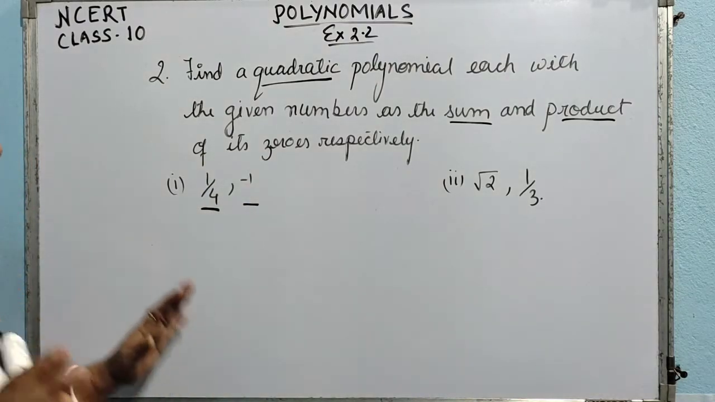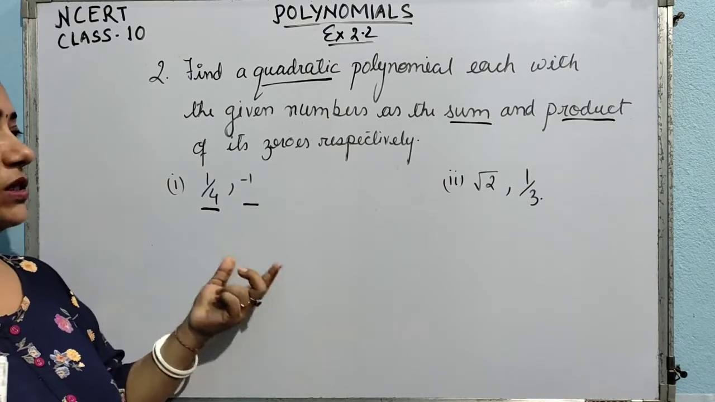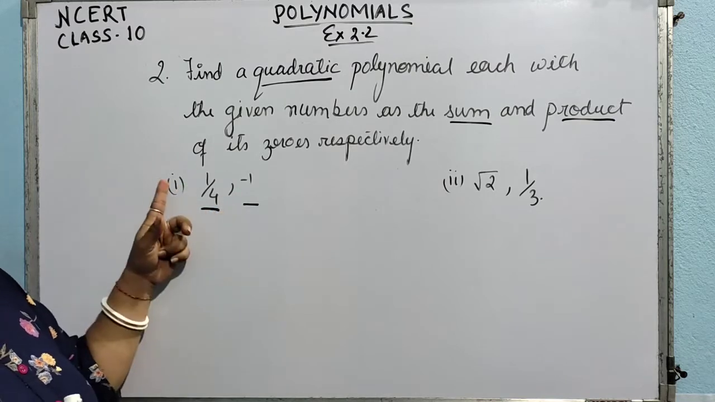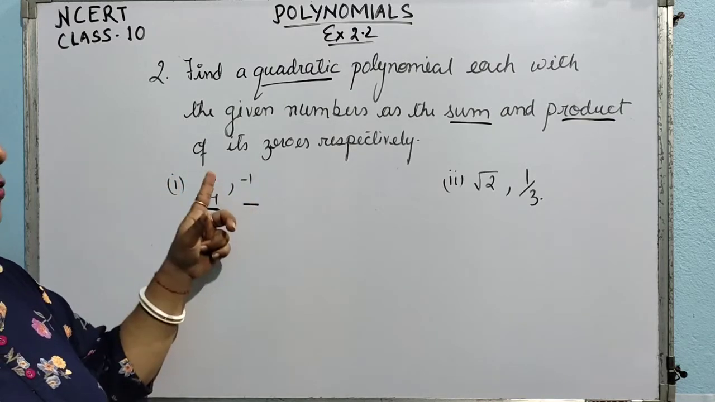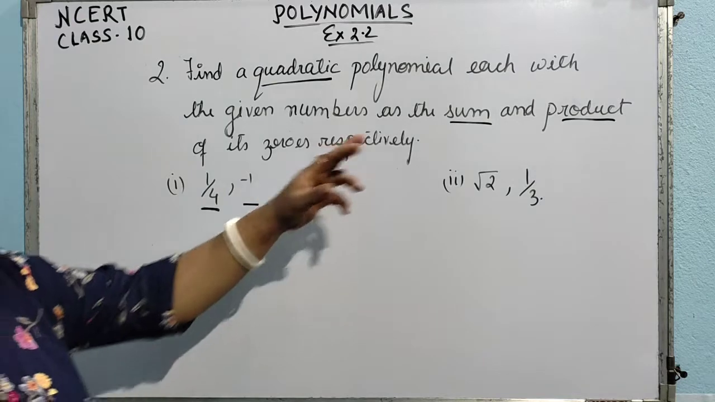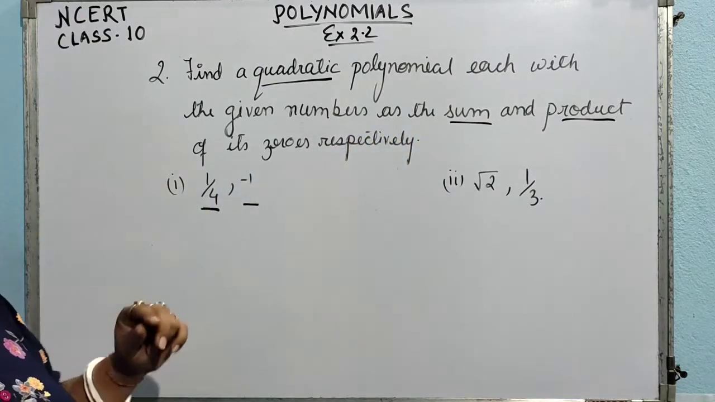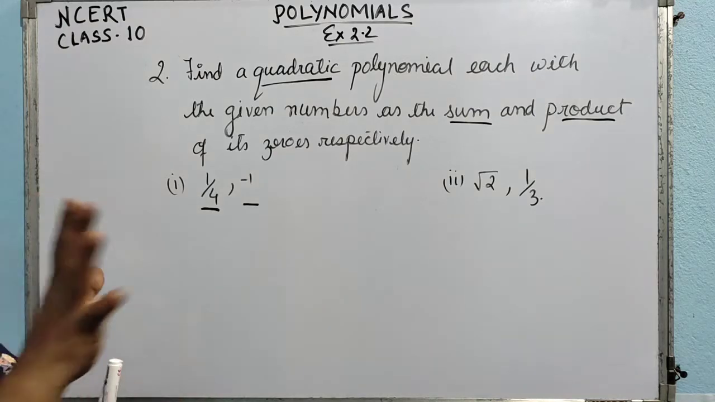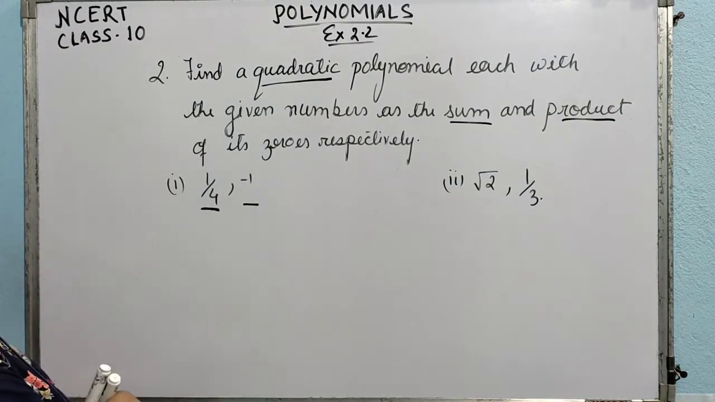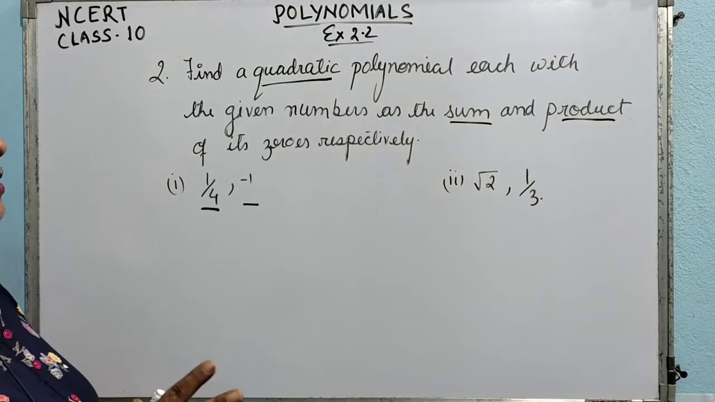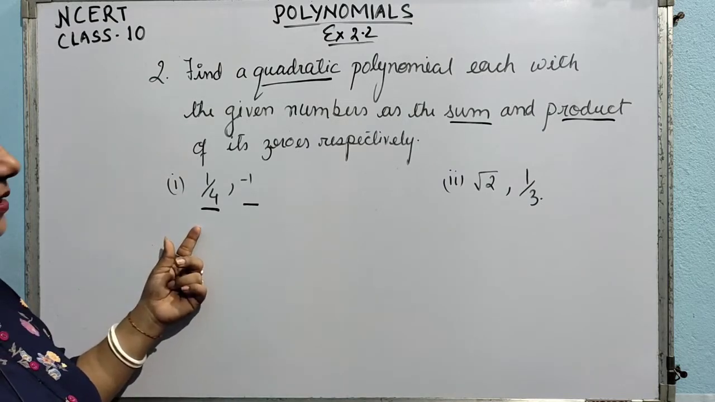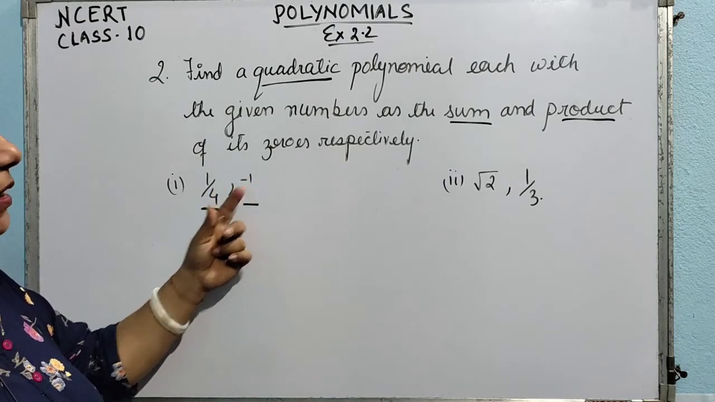Mind it students, the majority of the students commit a mistake in this part: they consider 1 by 4 to be one zero and minus 1 to be another zero, but it's not like that. 1 by 4 is the sum of the two zeros and minus 1 is the product of the two zeros. So be careful about this part. So here if we consider that our quadratic polynomial has the zeros alpha and beta, then we can consider that alpha plus beta is this one and alpha into beta is this one.